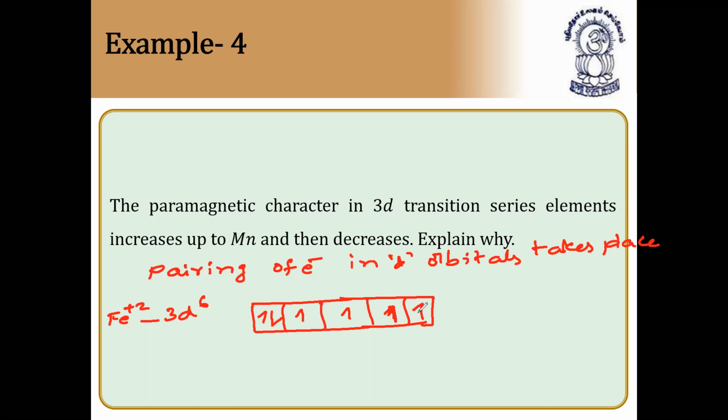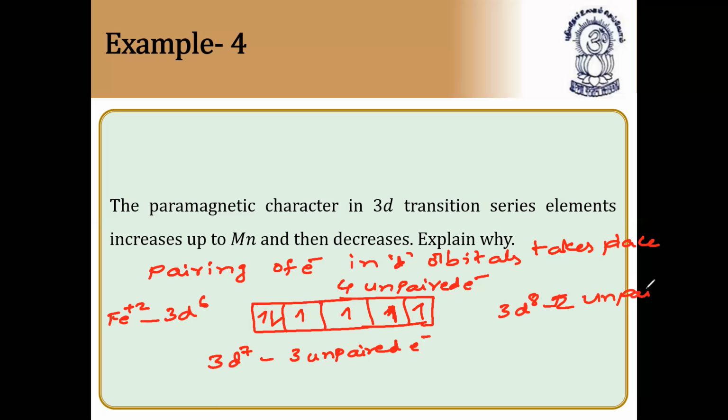So it has how many? 1, 2, 3, 4 unpaired electrons only. So similarly, 3d7 will have 3 unpaired electrons. 3d8, 2 unpaired electrons, because pairing is taking place. And 3d9, only 1 unpaired electron. And 3d10, 0. So that's why the paramagnetic character in 3d series elements increases up to manganese and then decreases.